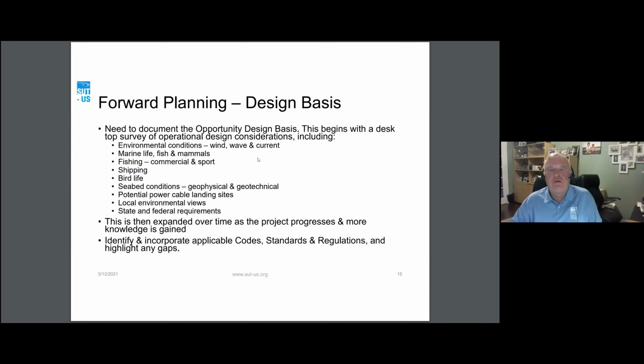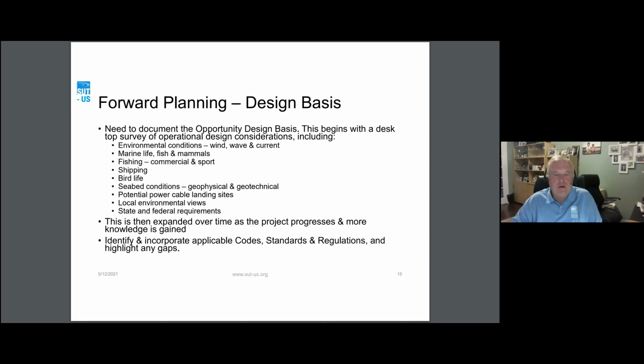As you go forward, one of the things you're going to need is a design basis. And this just goes through some of the items that are going to be on it. Somebody's got to pull all this together, and it's not an insignificant exercise. The environmental conditions: wind, wave, and current, marine life, fishing, shipping of one sort or another, the bird life, the seabed conditions, geophysical, geotechnical, potential power landing sites, local environmental views, state and federal requirements. And then this is going to be expanded as you move forward.